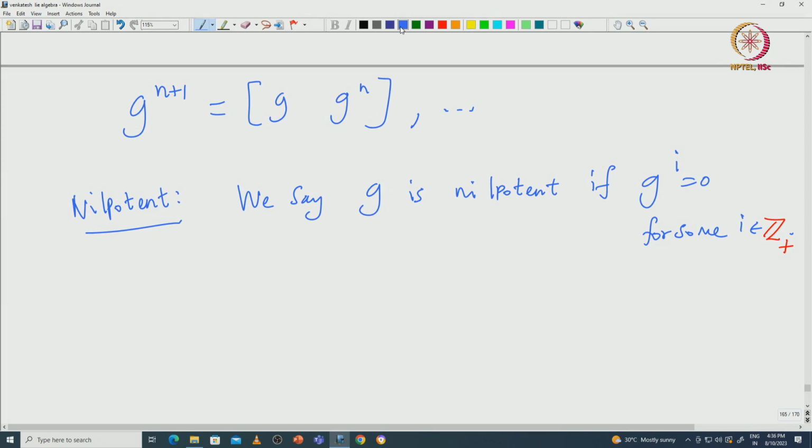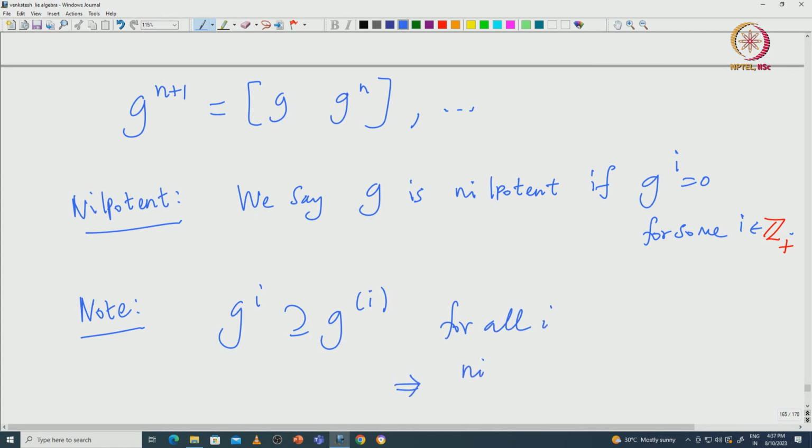So, now note that this G^i contains G^(i), the derived series term, G^(i) in brackets. This is true for all i. So, that implies nilpotent algebras are always solvable algebras.